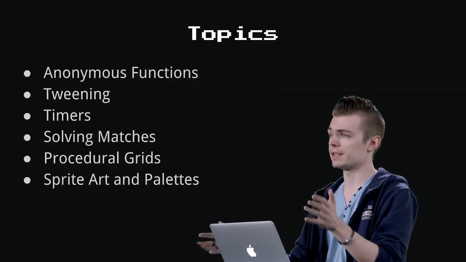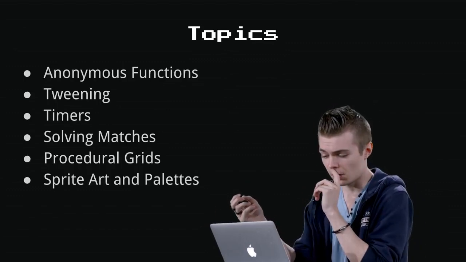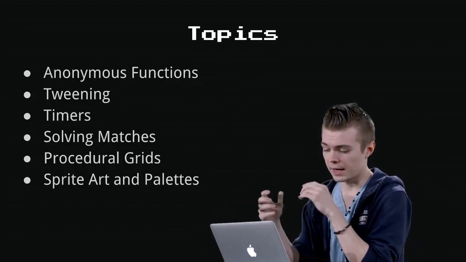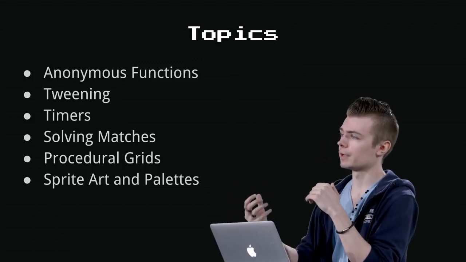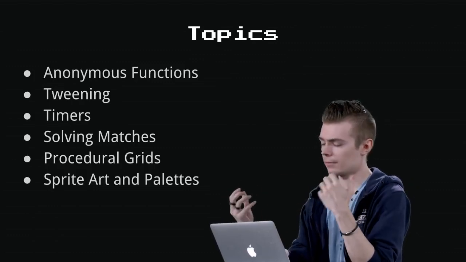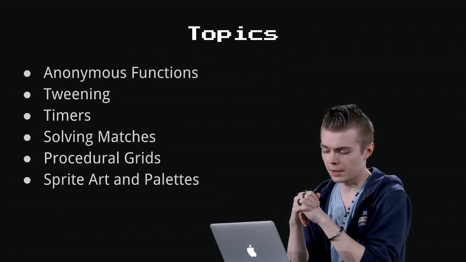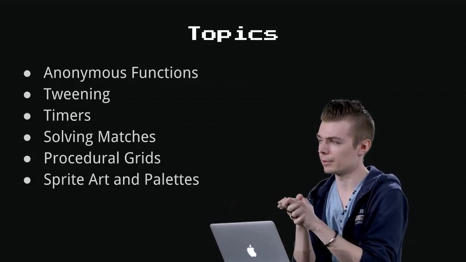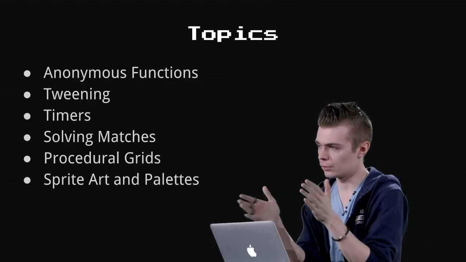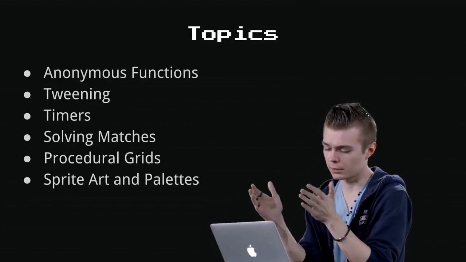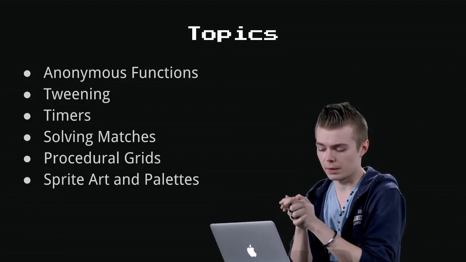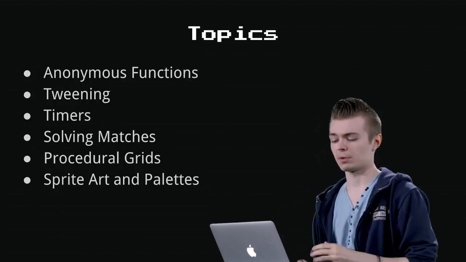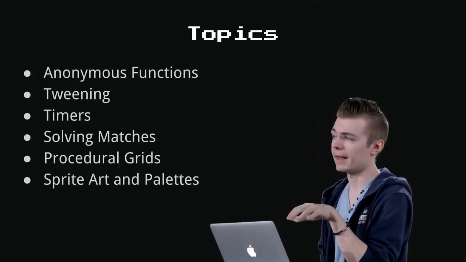And then we'll get into the actual details of Match 3 and how to solve matches, fill in the grid, account for when we actually solve a match and repopulate it once we've done so. We'll talk about how to do this procedurally. It's very simple compared to, I think, Breakout's more procedural layout system, but it's still randomization, and we'll talk about that.